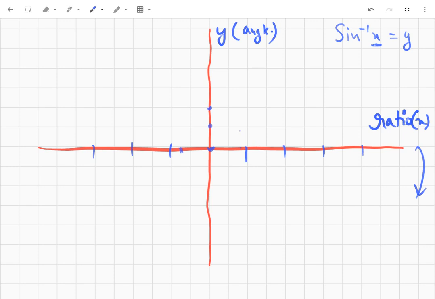Now, ratio, sine, what comes to mind? Negative 1 to 1, right? That is the only ratio, the range. So let's just write 1 and negative 1. So this is the ratio which we can input to get an angle. Now angle, remember, sine is positive in first and second quadrant from 0 to pi. So it is not a bijection in 0 to pi. It is a bijection in negative pi by 2 to pi by 2.